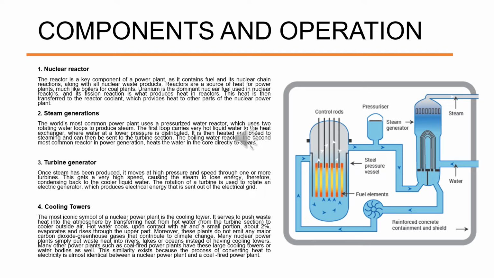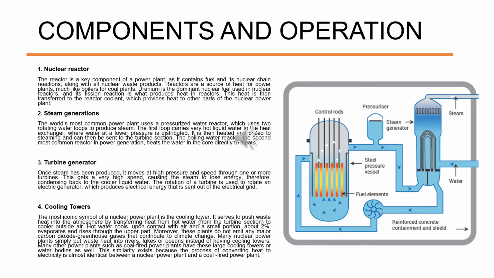Component and operation. A nuclear power plant has four main components to operate. Number one is the nuclear reactor. The reactor is the key of a power plant as it contains fuel and its nuclear chain reaction. Number two is steam generation. Common power plants use a pressurized water reactor, which uses two rotating water loops to produce steam. The second most common reactor heats the water in the core directly to steam.